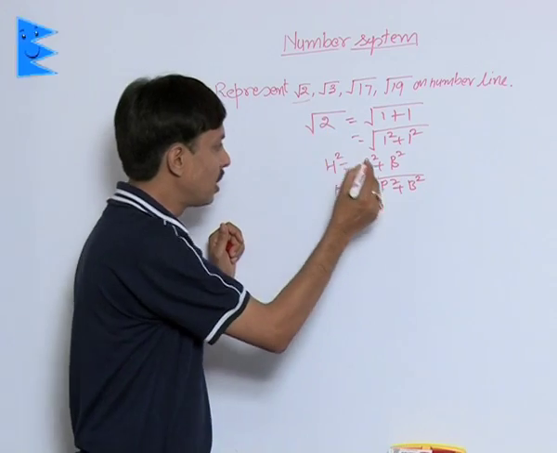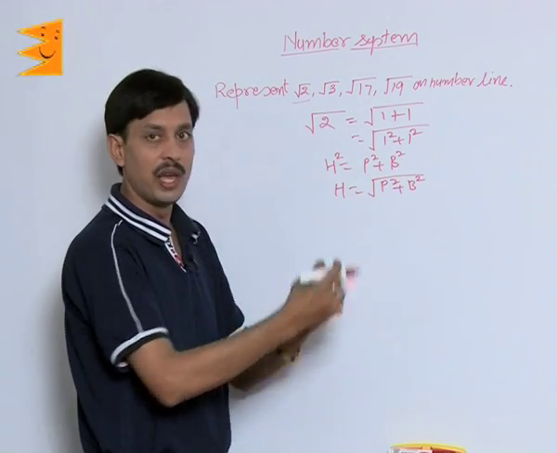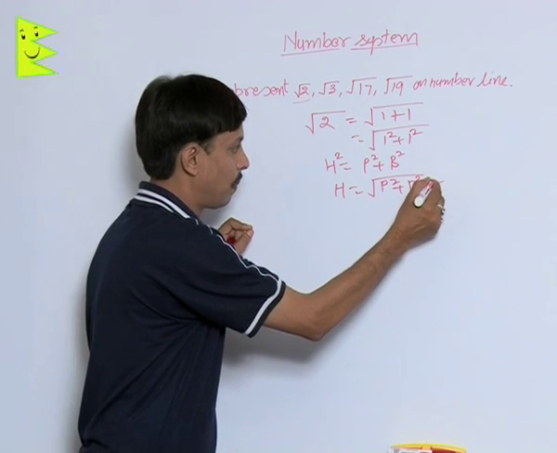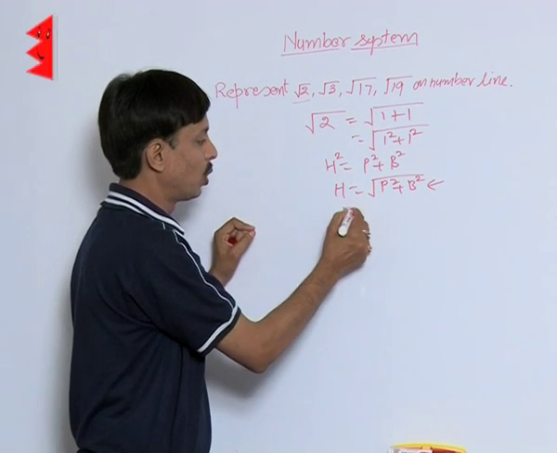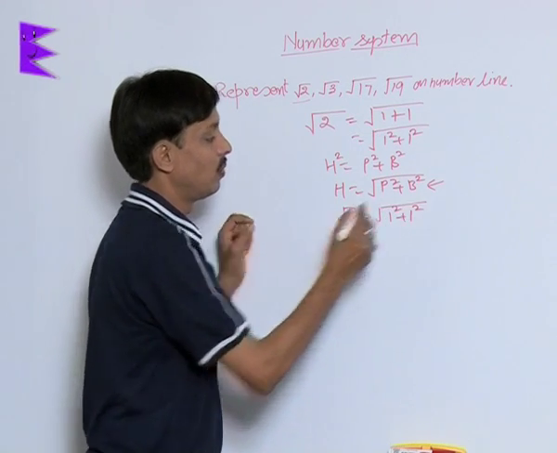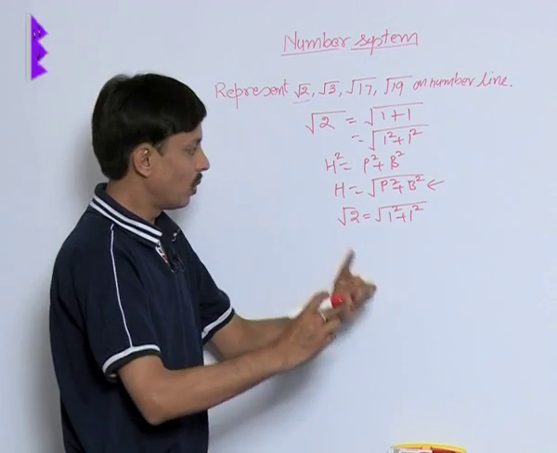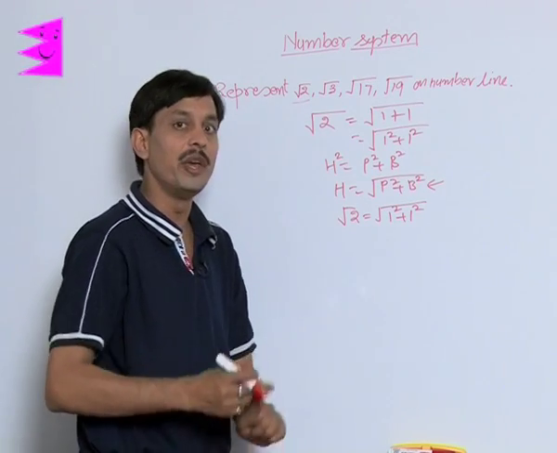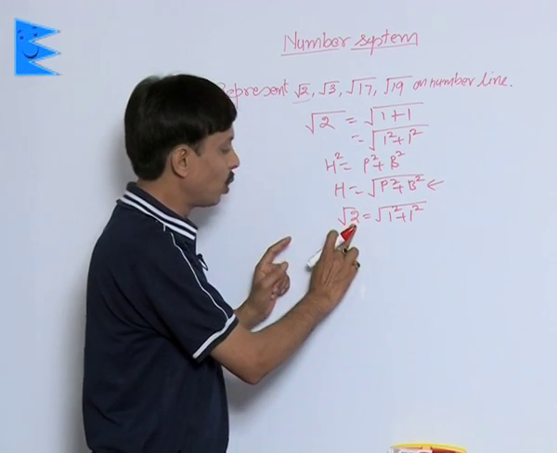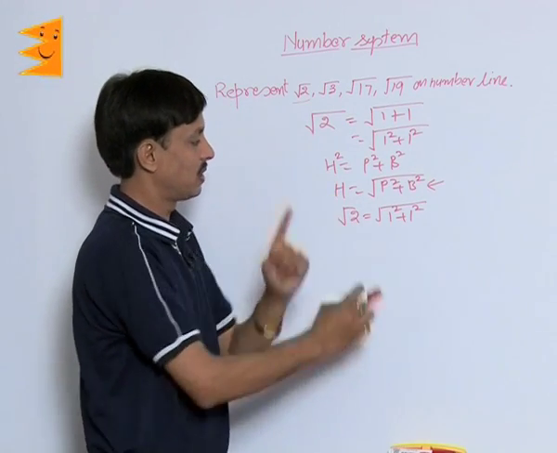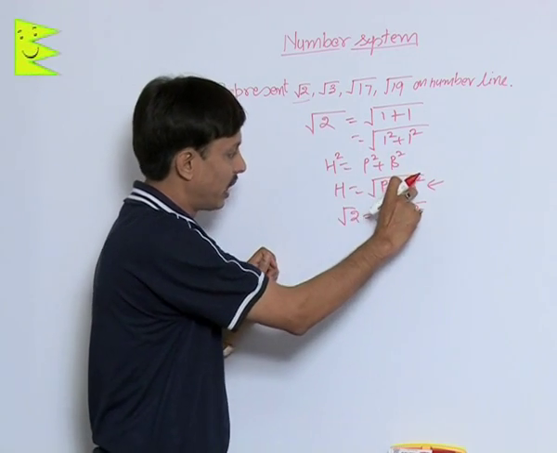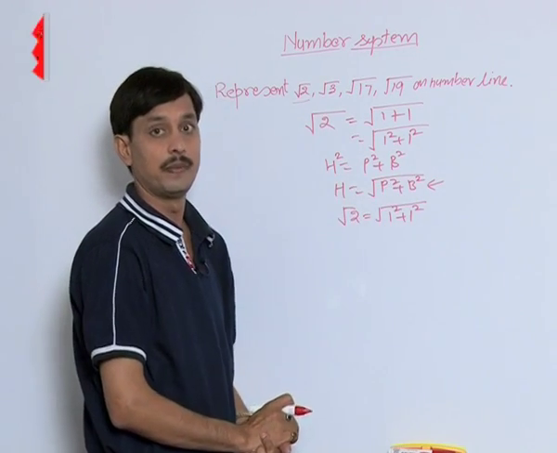So if I compare this formula of Pythagoras with root 2, I say root 2 is equal to root of 1 square plus 1 square. So what conclusion am I going to draw? The conclusion is that root 2 is the hypotenuse of such a right angled triangle whose perpendicular is of 1 unit and base is of 1 unit.